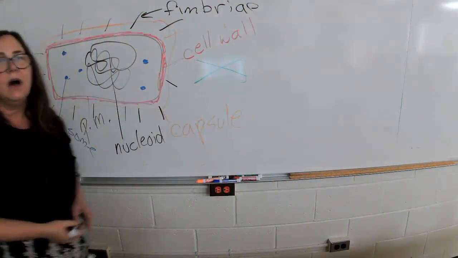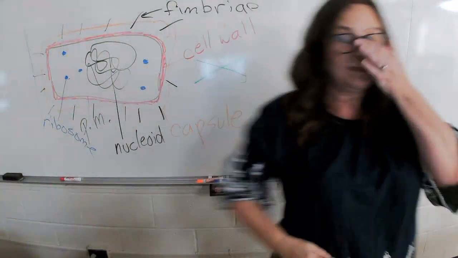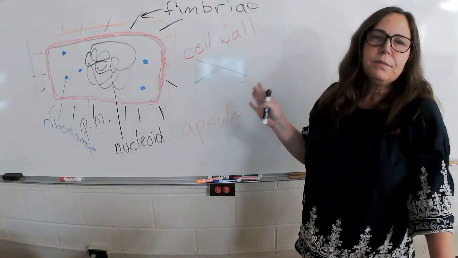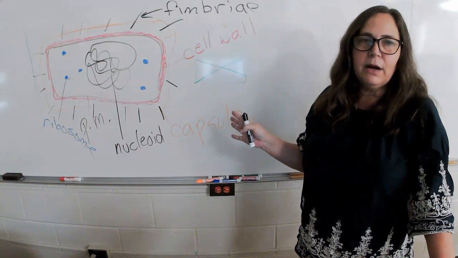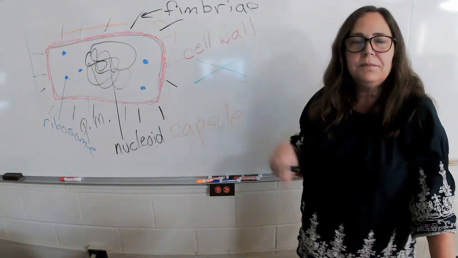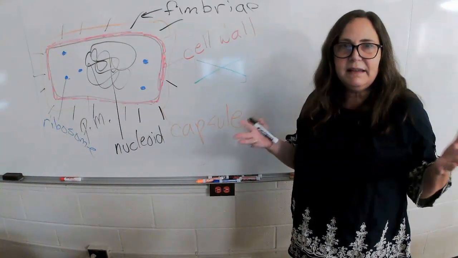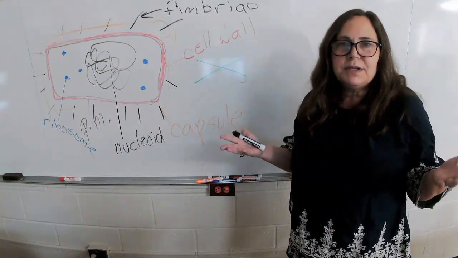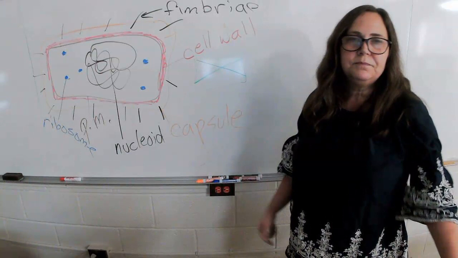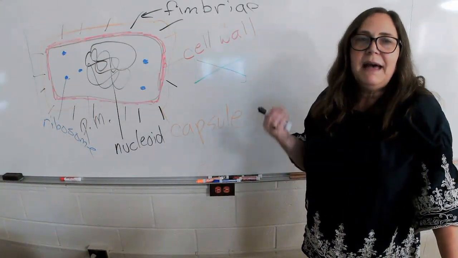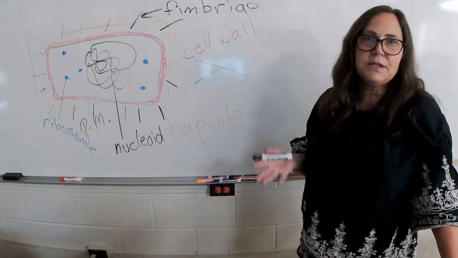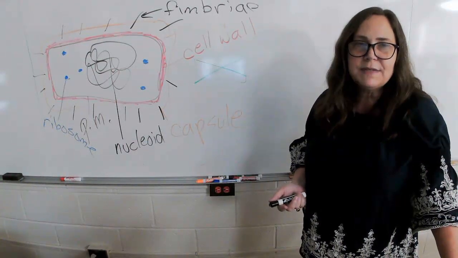They are called fimbriae. Again, the fimbriae are little bristles, kind of like spiky, fiber-type structures that help the prokaryotic cell to attach to surfaces.